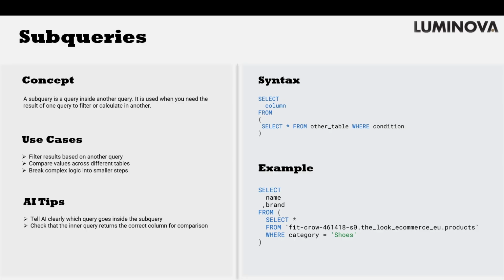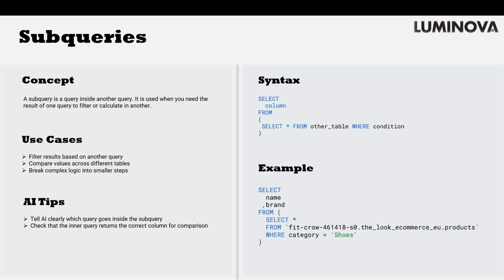There are a few important use cases. First, you can filter results based on another query. For example, you might want to return only the products that match a certain condition defined in a smaller query. Second, you can compare values across different tables, such as finding customers whose total spend is greater than the average spend, where the average itself comes from a subquery. And third, you can break down complex problems into smaller, easier to understand steps by nesting queries, instead of writing one huge block of logic.